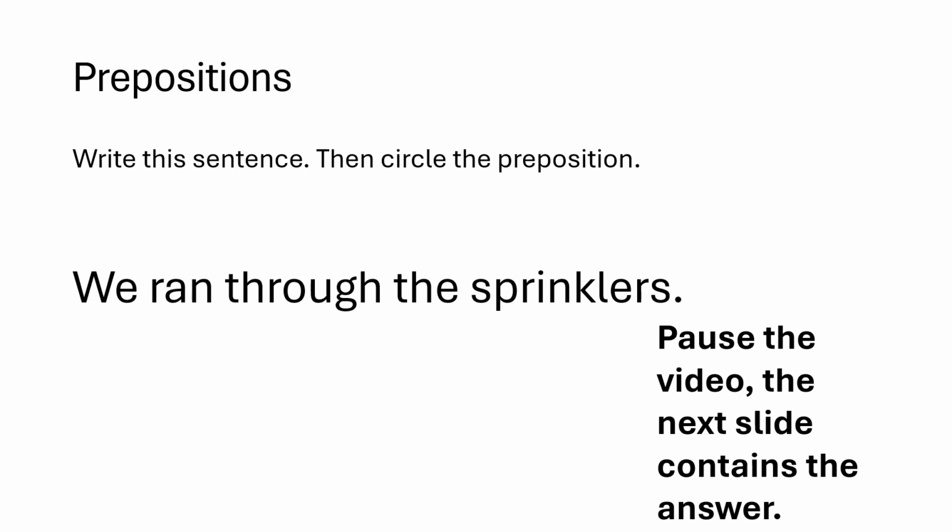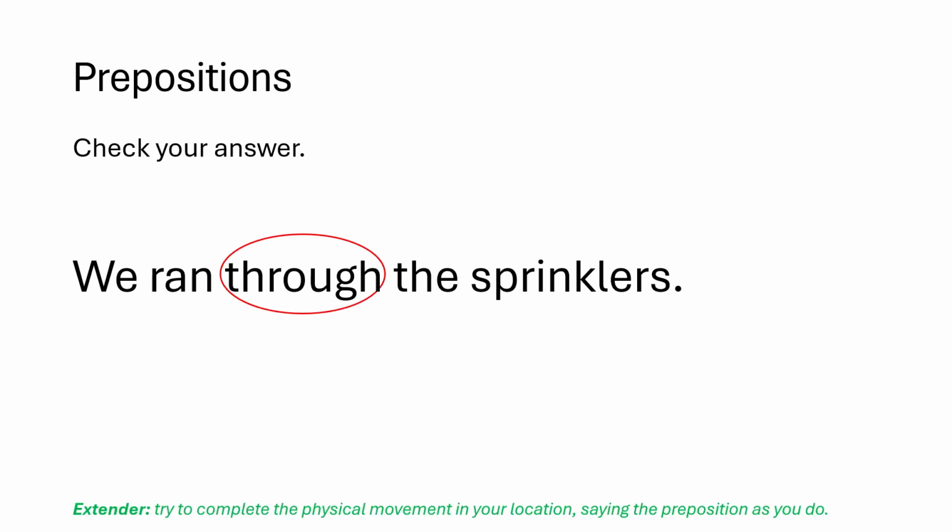Write this sentence, then circle the preposition. We ran through the sprinklers. Pause the video. The next slide contains the answer. Check your answer. We ran through the sprinklers. The preposition is through.